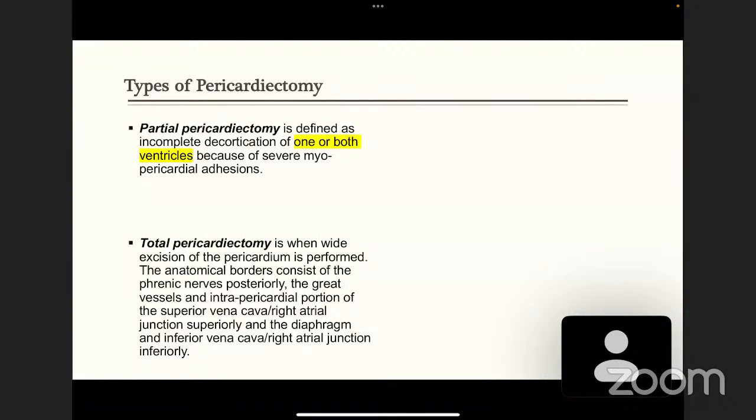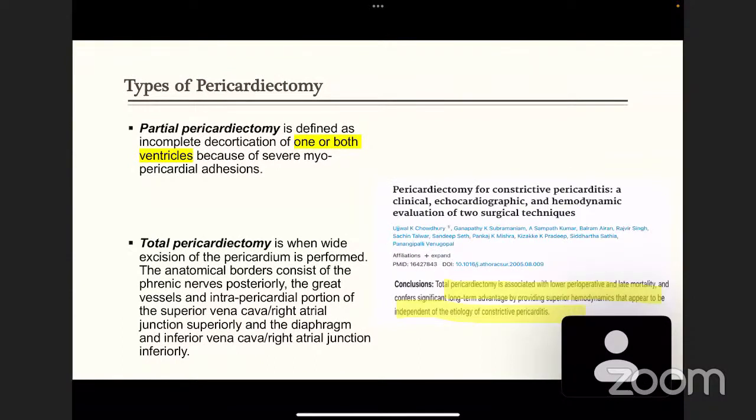I ran across a paper that was published back in early 2005, where it compared total pericardiectomy to partial pericardiectomy. And the conclusion was that total pericardiectomy was associated with lower perioperative and late mortality, and it showed significant long-term advantages in comparison to partial pericardiectomy.